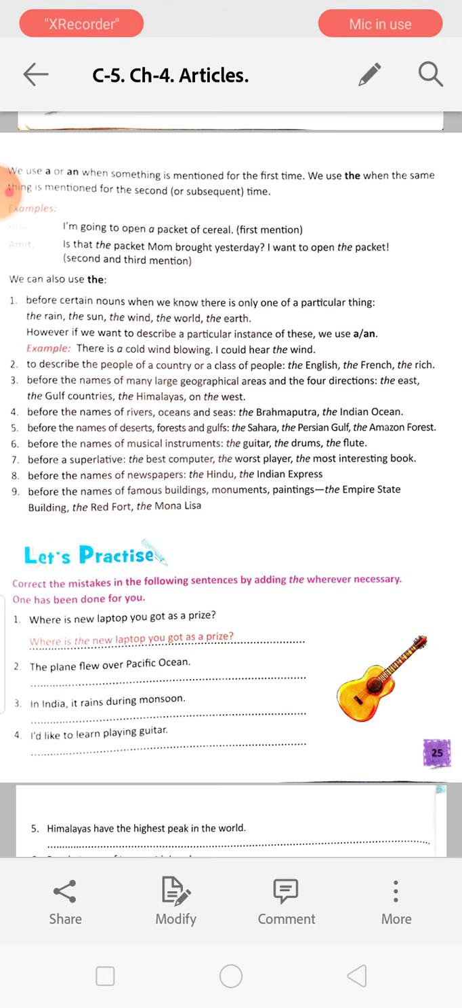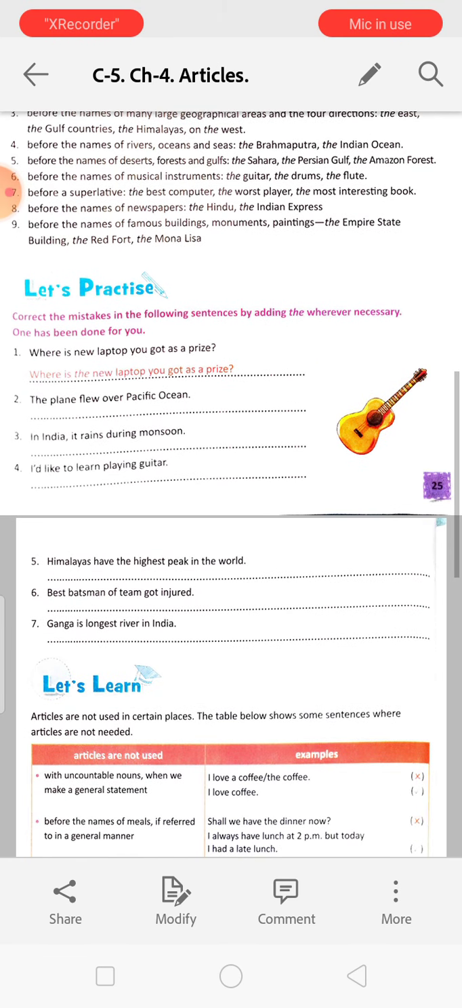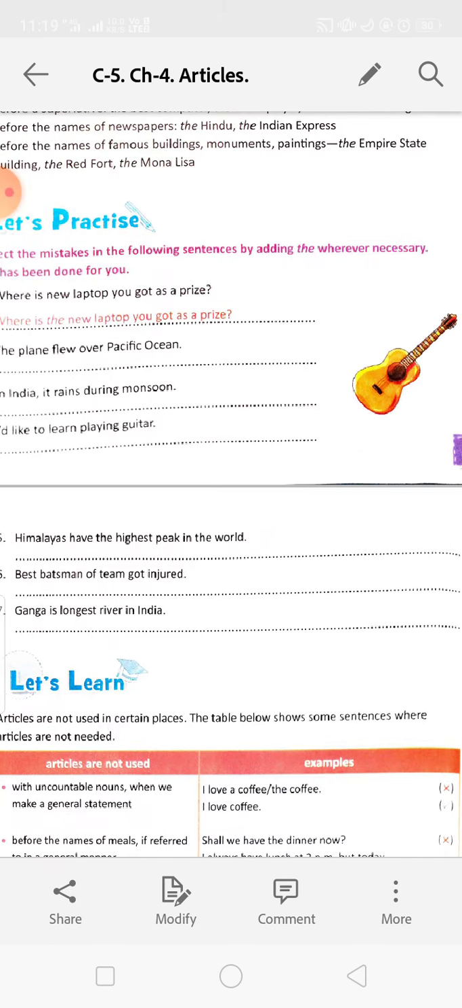The plane flew over the Pacific Ocean. In India, it rains during monsoon. In India, it rains during the monsoon. Rest you will do by yourself. Number 4, 5, 6, 7 you will do by yourself.